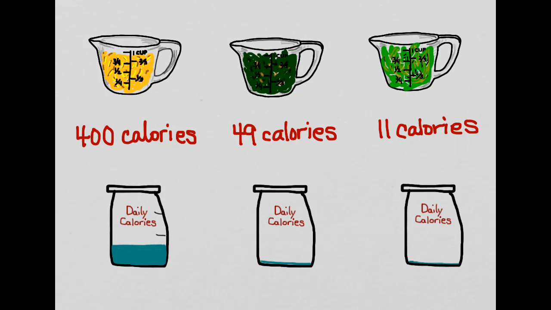Let's look at this a different way. 1 cup of mac and cheese is 400 calories. If we have the same amount of collard greens, that is 1 cup, that's only 49 calories. If we have raw collards, that's only 11 calories. So some foods have lots more calories for the same amount of food as others. 1 cup of mac and cheese is a big portion of your total daily caloric intake, whereas 1 cup of collards hardly makes a dent in your daily caloric intake.